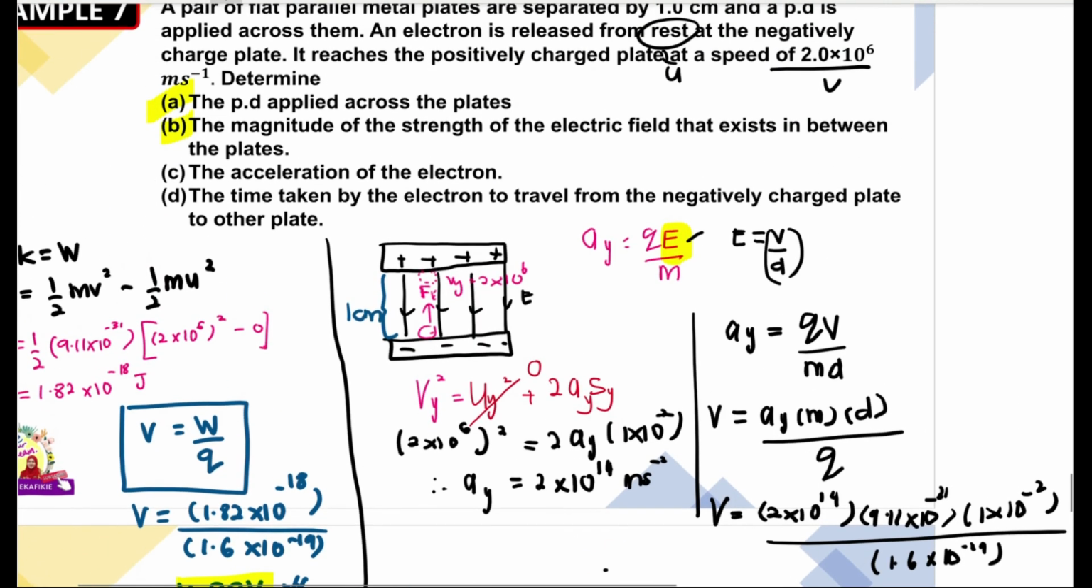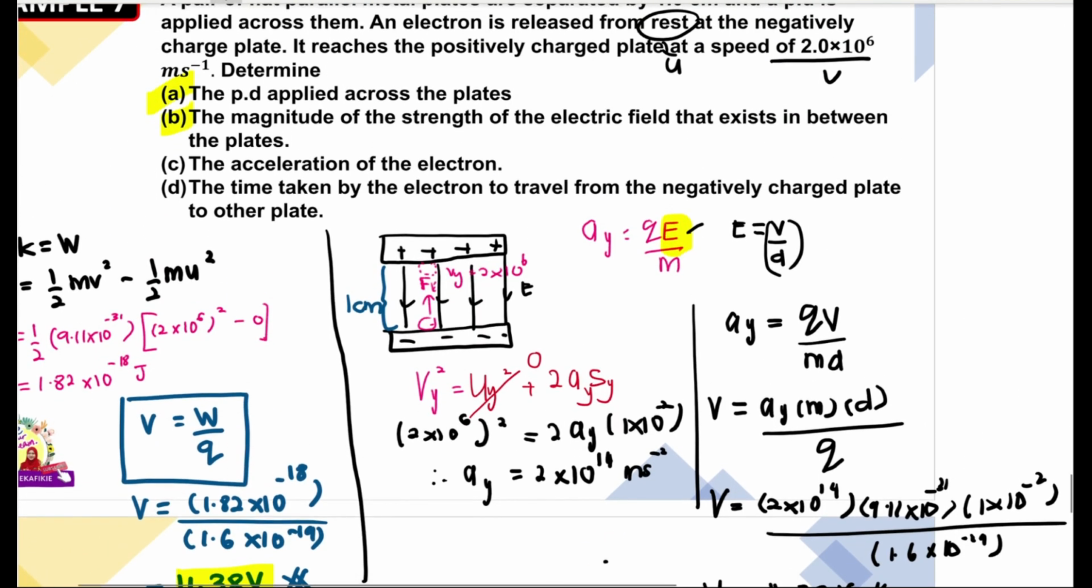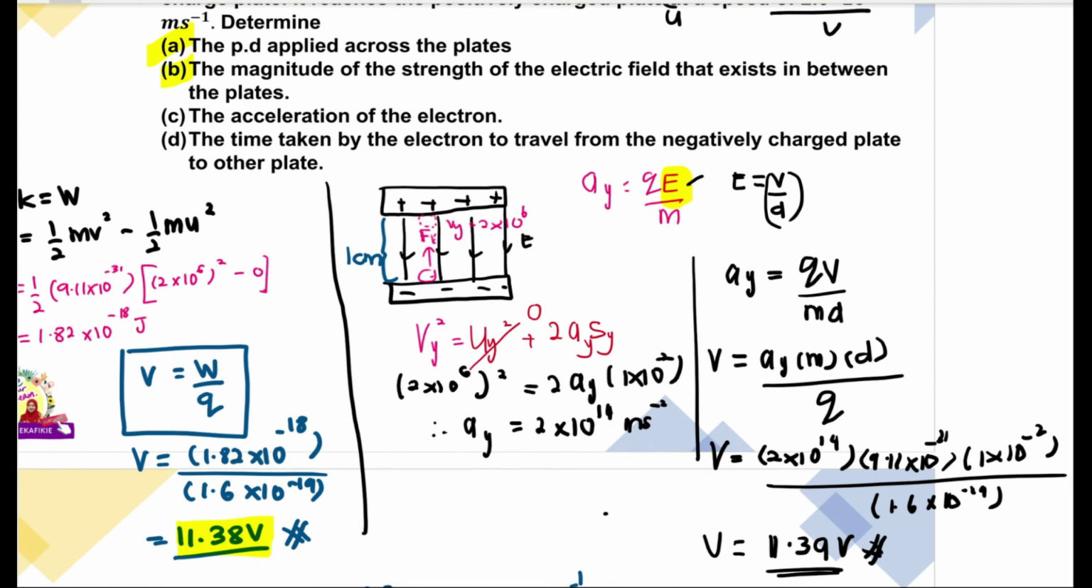And then the acceleration of the electron. Acceleration of the electron pun kita dah kira tadi, kalau kita guna cara yang kedua, this second method. So kita akan dapatlah jawapan ini.